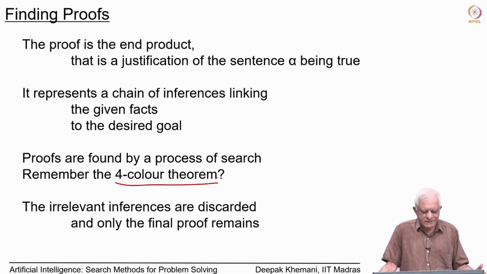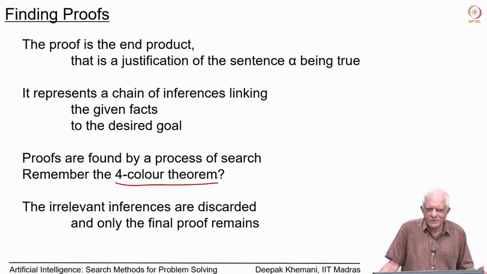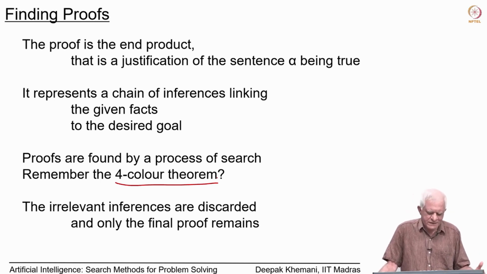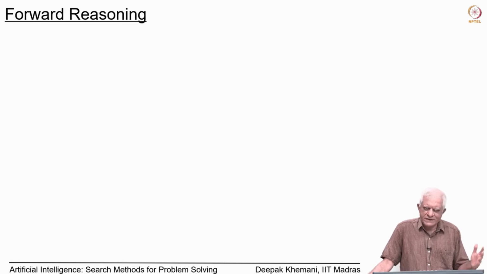It involves search. But when you have found a proof, mathematicians do not give you the process by which they found it, they just give you the proof. So, the irrelevant inferences are discarded, and the neat connection from the knowledge base to the goal is presented as a proof essentially. But finding proofs is a search process.